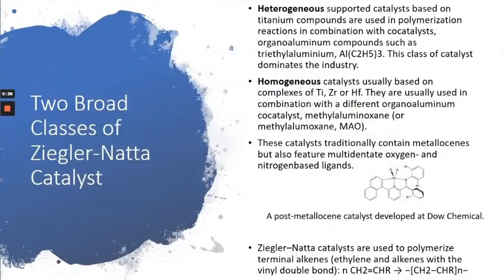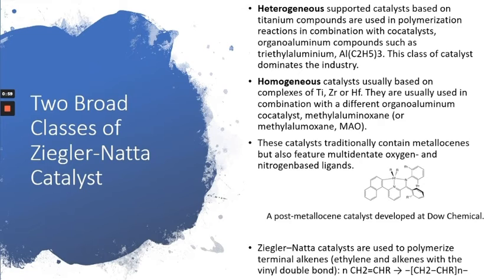There are two broad classes of Ziegler-Natta catalysts. First is heterogeneous catalysts. Heterogeneous supported catalysts based on titanium compounds are used in polymerization reactions in combination with co-catalysts, organoaluminum compounds such as triethylaluminum. This class of catalysts dominates the industry.